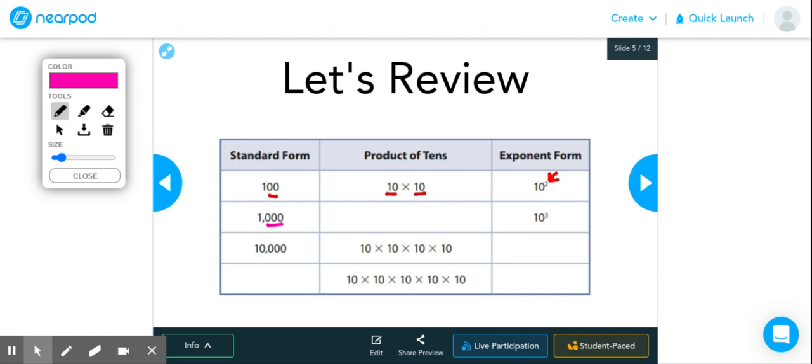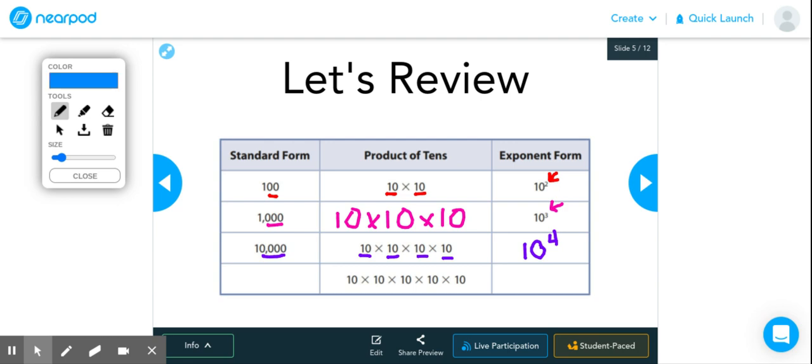If I have 1,000, which is 3 zeros, that means I'm going to multiply 3 tens. And again, you can see that means that I could write that as 10 to the third power or 10 to the power of 3. The base 10 is the number that I'm repeating, and I repeated it 3 times. Taking a look at the next one, you can see that I have 4 zeros, 1, 2, 3, 4 tens. So the 10 is being repeated, and since we're repeating it 4 times, 10 to the 4th power.